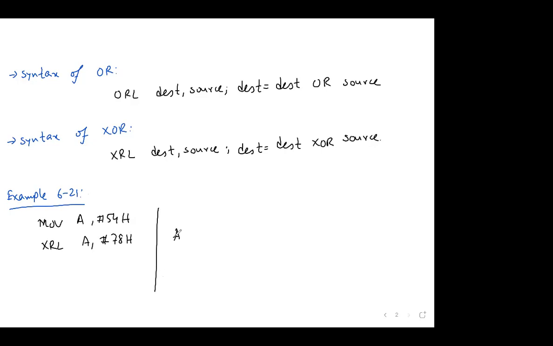Tell me, what will be there in A? What will be there in A? Is it 2C? Yeah, it is 2C. Let's take another example. Actually, I was not supposed to show you this example. I was supposed to show you another example. The question is, let me take it on the next page.